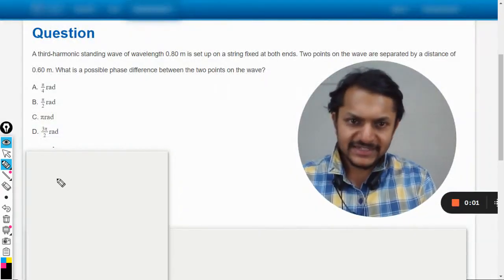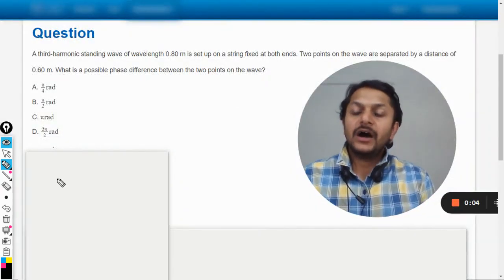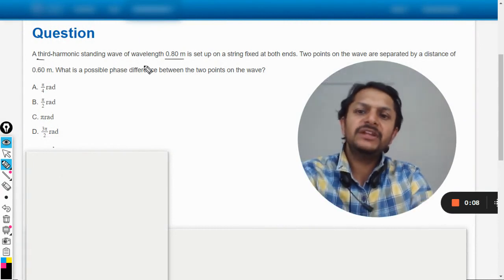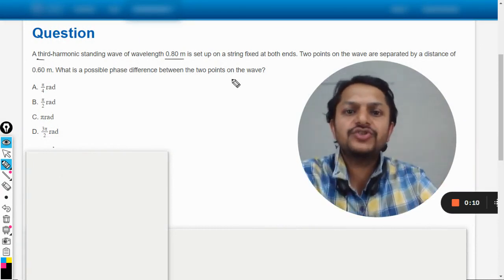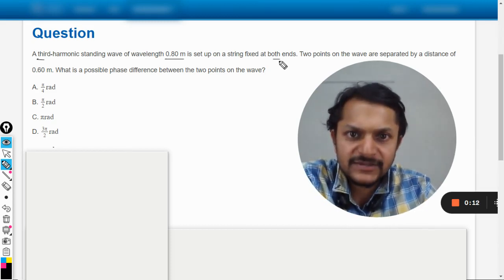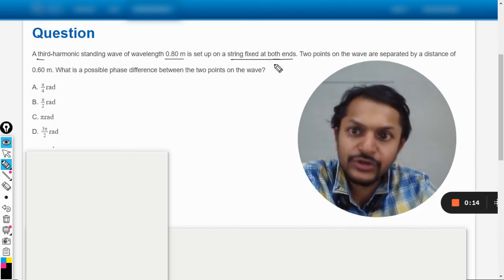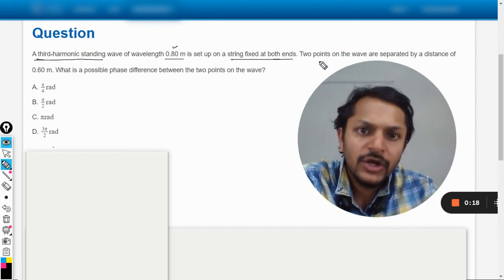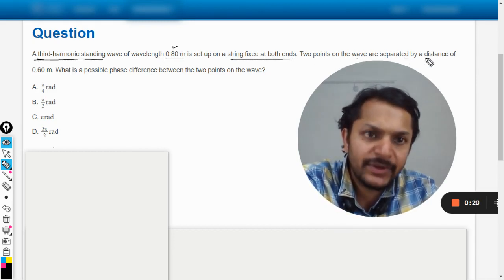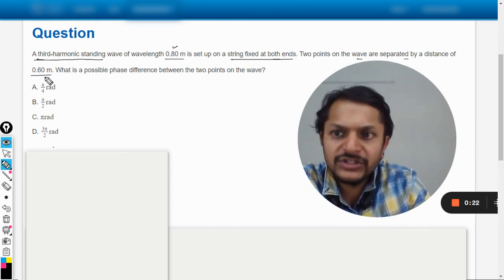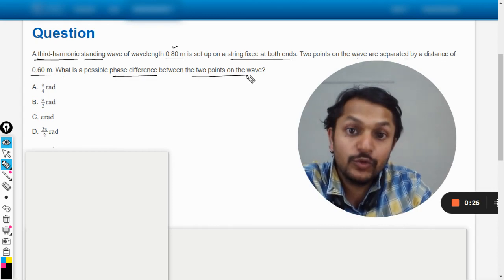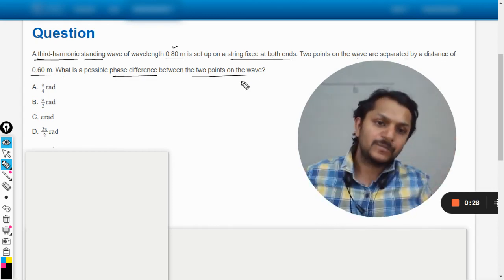Okay, dear students, let us see what is there in this question. A third harmonic standing wave of wavelength 0.8 meter is set up on a string fixed at both ends. Okay, so the string is fixed at both ends and the wavelength is already given. It's the third harmonic they're talking about. Two points on the wave are separated by a distance of 0.6 meter. What is the possible phase difference between the two points on the wave?